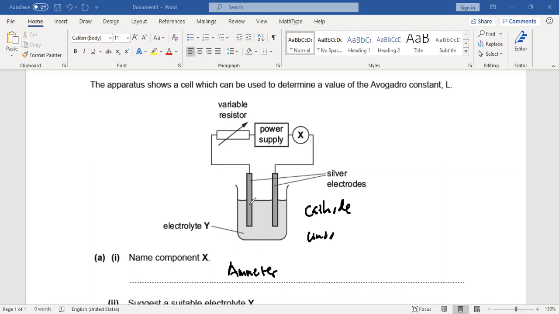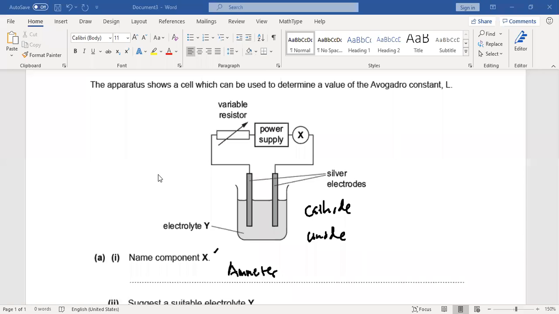Because here we can see this direction, and then we have a resistor here, and a X there, and we believe that one of these is to determine the number of electrons that pass through the circuit. So X is actually an ammeter, all right.